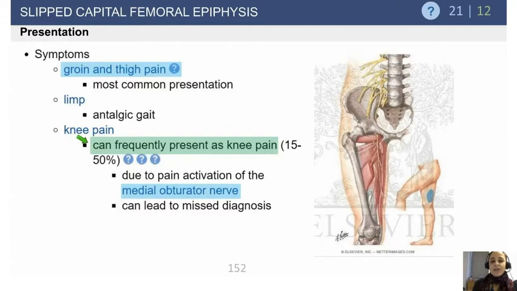Now, the reason why thigh and knee pain are common presenting symptoms is because irritation from the obturator nerve as it passes over the hip capsule can lead to referred pain on the medial thigh and medial aspect of the knee. This can lead to misdiagnoses, and that's a really important factor to keep in mind.